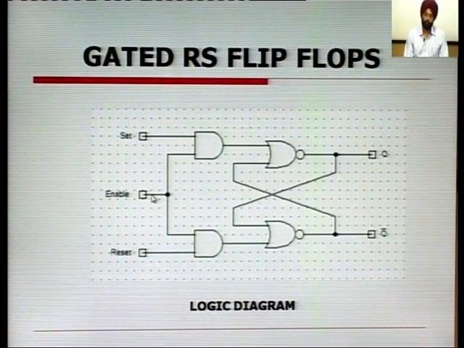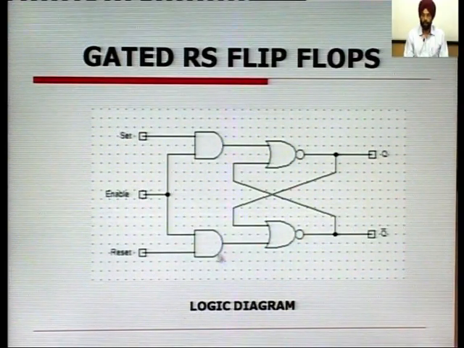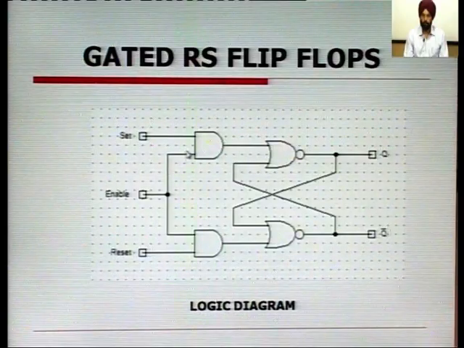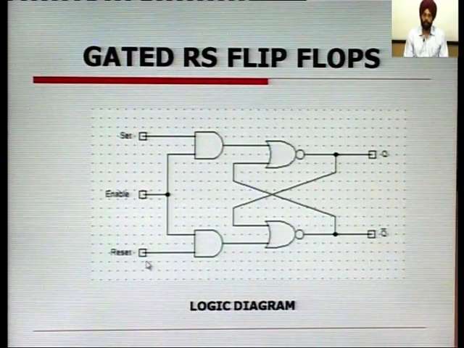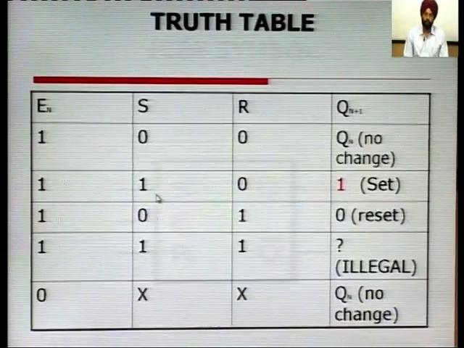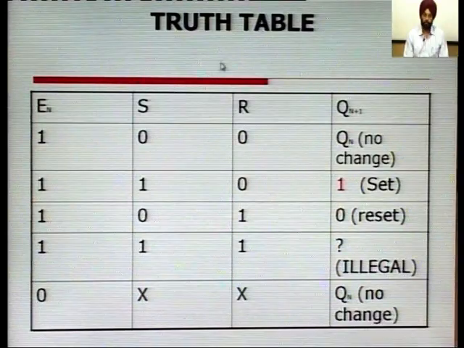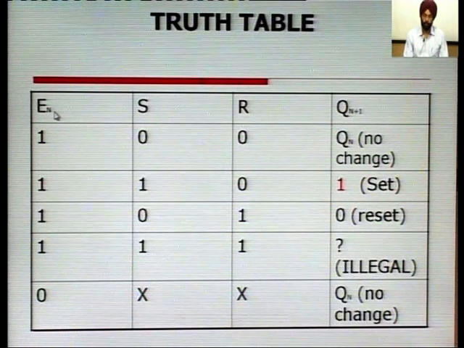How this enable input is connected is given in this slide. The enable input is given to the flip flop through two AND gates, and one input to the AND gate is the enable. So, this set and reset will have their valid effect only when this enable input is high. Here we have a truth table of RS flip flop with an enable input.